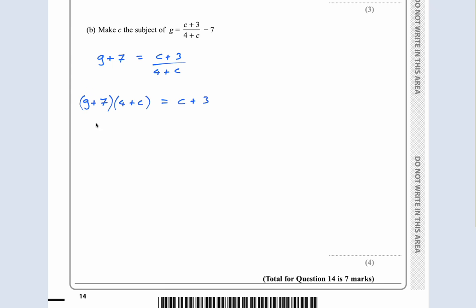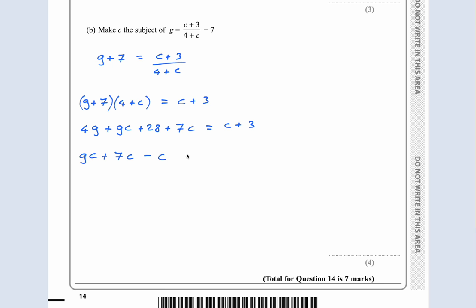Now I'm going to expand these double brackets. G times 4 is 4G. G times C is plus GC. 7 times 4 is 28. And 7 times C is plus 7C. That's the left-hand side. The right-hand side is just C plus 3. Okay, now, because I want to make C the subject, I'm going to leave all the C's, any term with C in it, on the left. So I have GC plus 7C minus 1C.